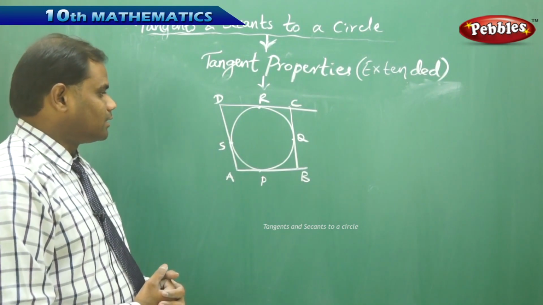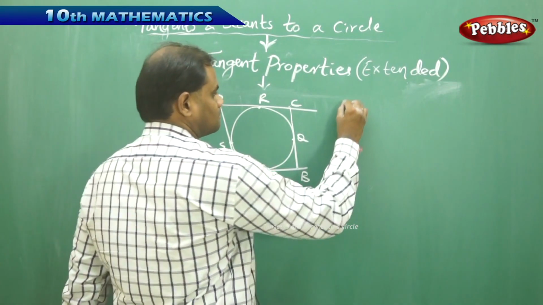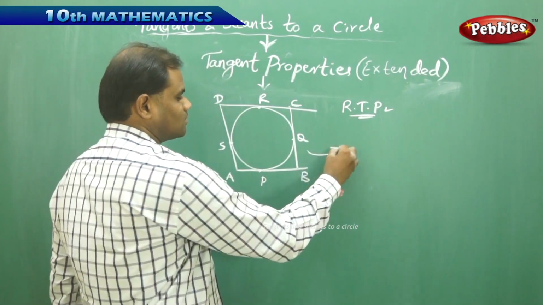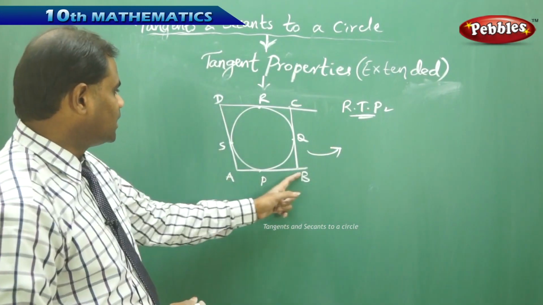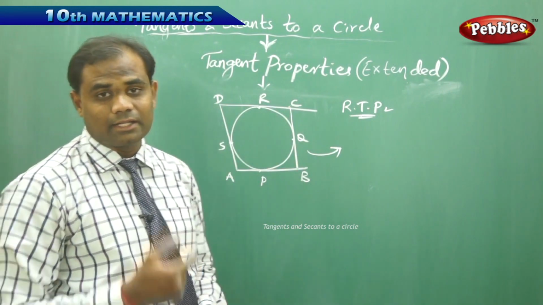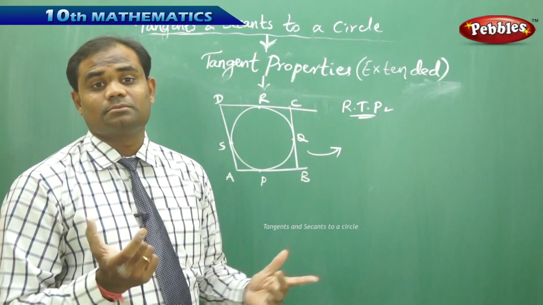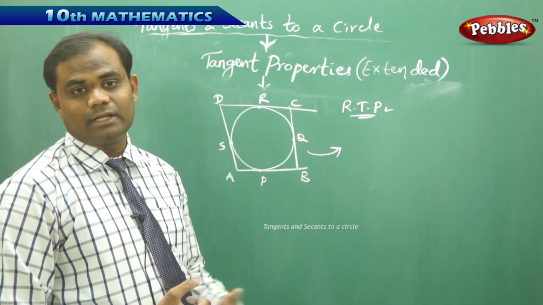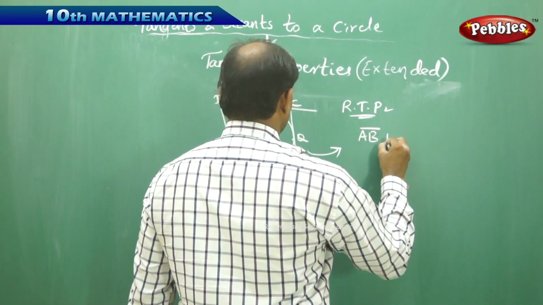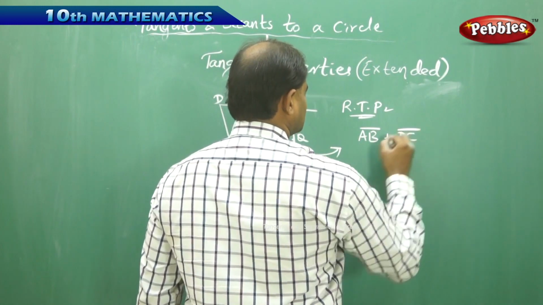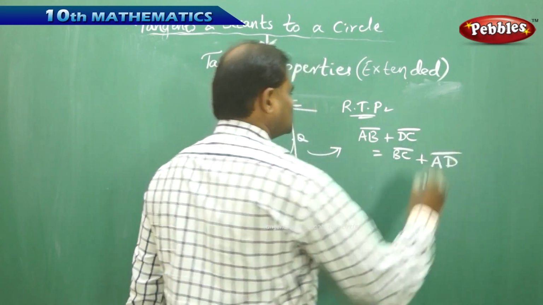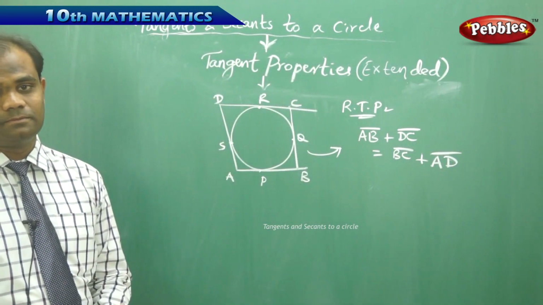So with this quadrilateral, I would like to prove that AB plus DC is equal to BC plus AD. That is, when I add the opposite sides in pair, they must be equal in case of this quadrilateral. So my proof is that I have to prove AB plus DC equals BC plus AD is what I need to prove in case of this.